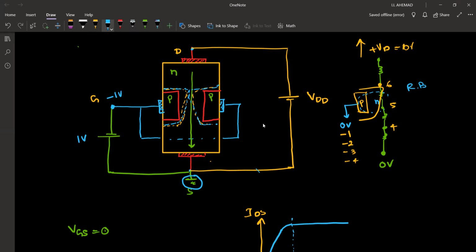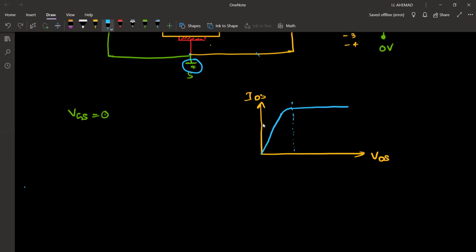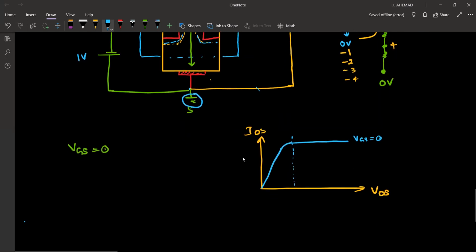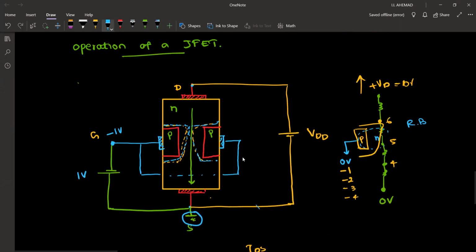Other than that, it is almost closed. So for that value, this is VGS is equal to 0. And if I increase the VGS voltage to 1, gate with respect to source, then the current will reduce. When I increase further, it will reduce even further. For a certain VGS voltage, it is almost 0. This VGS voltage we call VGS off. If you apply this voltage, it will completely shut down the current flow through this.